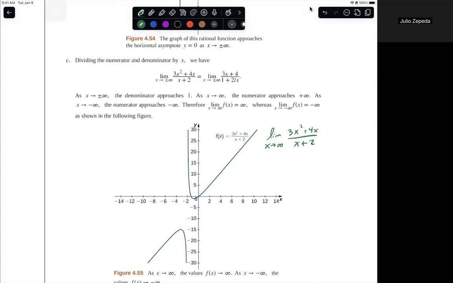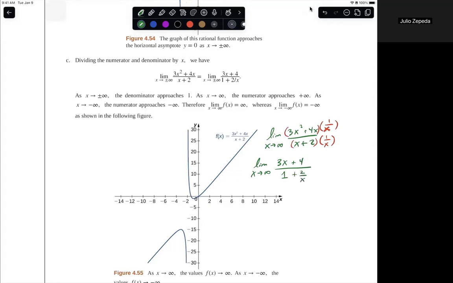So what were we told by that line in the textbook? It said multiply or divide by the term that has the biggest exponent. So 1 over x to the first power. The denominator is of degree 1, so we divide by a degree 1 term. Okay, so this becomes the limit as x approaches infinity of, let's say, 3x squared divided by x is just 3x plus 4 divided by, here we get 1 plus 2 over x.